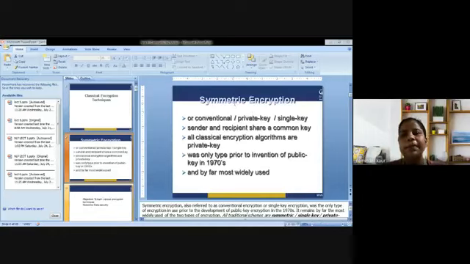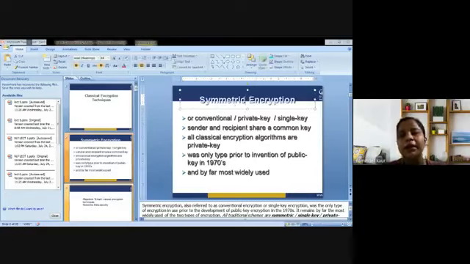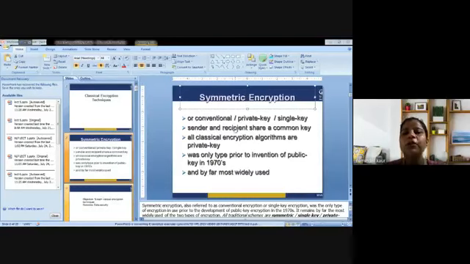Sender and recipient share a common key. All classical encryption algorithms are private key. It was the only type prior to the invention of the public key in the 1970s, and it is by far the most widely used technique.